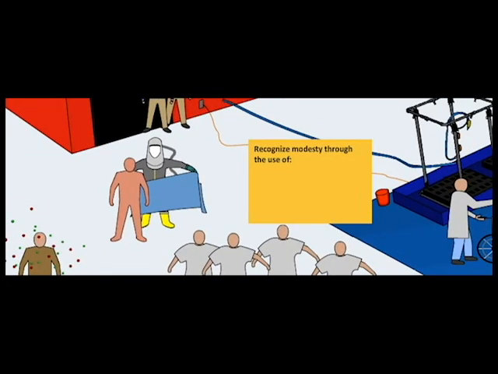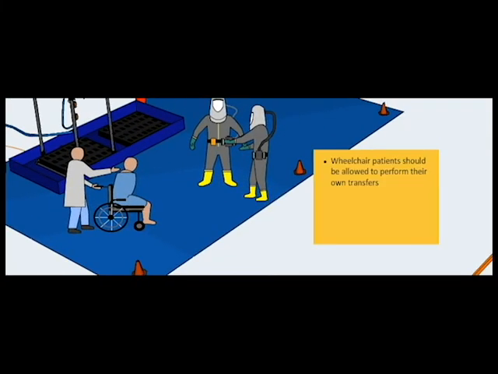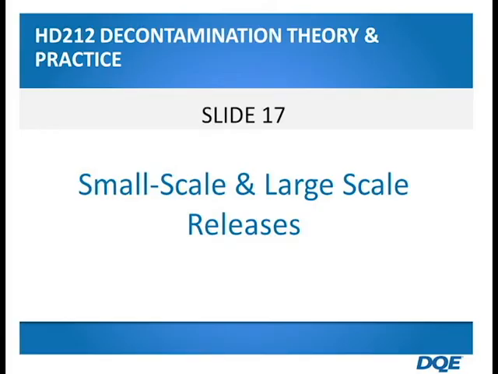Recognizing the inherent need for modesty through the use of privacy screens, separate showers for men and women, and gender segregation of staff should also be considered. Wheelchair patients should be allowed to perform their own transfers whenever possible. Proper positioning of occupational and physical therapists may also prove valuable. Having access to steadying devices such as walkers within the hospital decontamination zone may also be helpful for people with mobility issues.